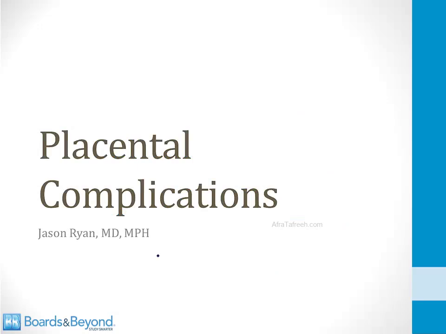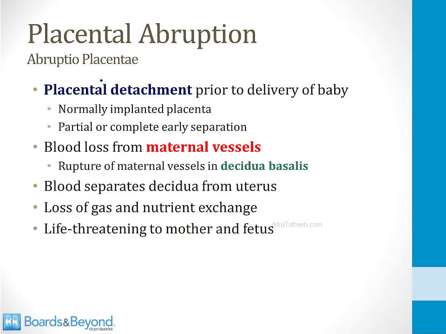Hi everybody and welcome to our module on placental complications. Let's start by talking about placental abruption, which is also called abruptio placentae. In this condition, the placenta detaches prior to delivery of the baby. Initially, the placenta implants normally, but then there is partial or complete separation early before the baby has been delivered.